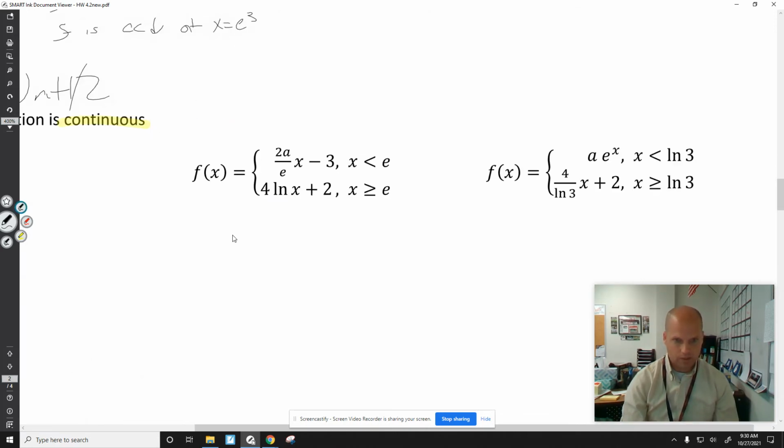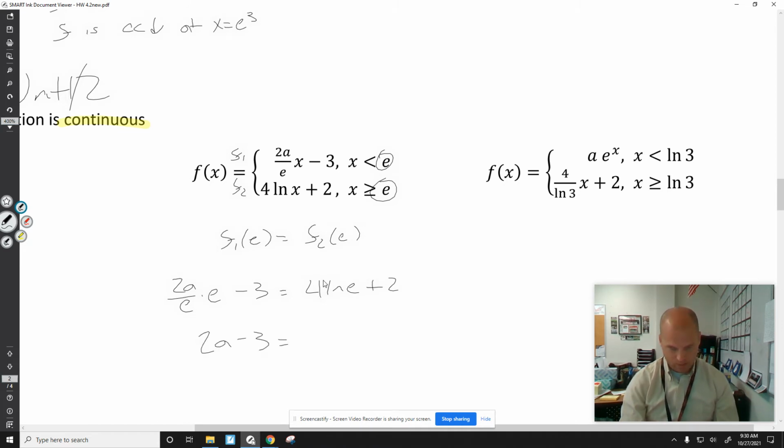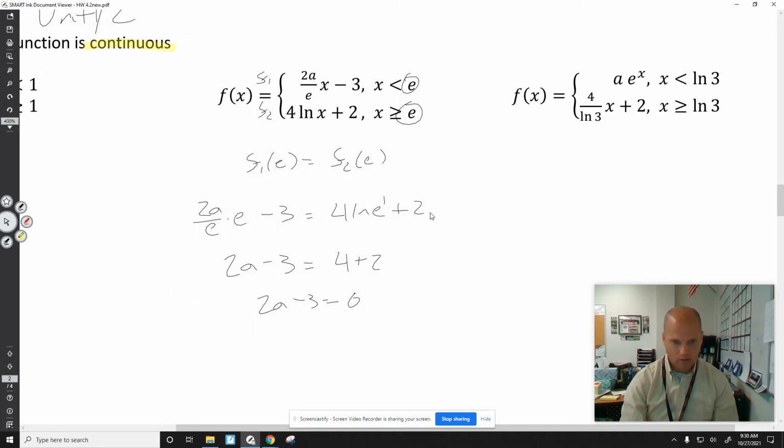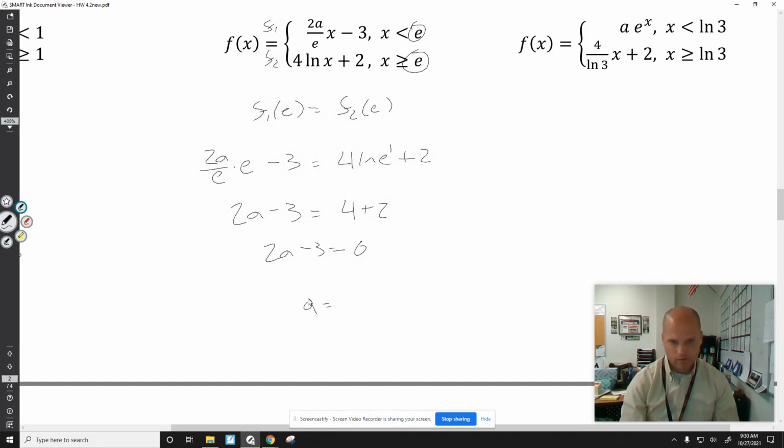Let's try this one. This is interesting. My first piece needs to meet up with my second piece at e, the important x value. So f sub 1 at e needs to meet up with f sub 2 at e. So I've got 2a over e times e minus 3 equals 4 log e plus 2. Well, the e's cancel, which just gives me 2a minus 3. Natural log of e is just 1. The log and the e cancel, leaving the power, and the power is just 1. So I have 4 plus 2. So I have 2a minus 3 equals 6. Add 3, divide by 2, a equals 9 halves.